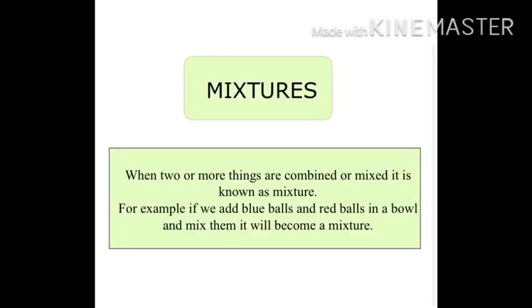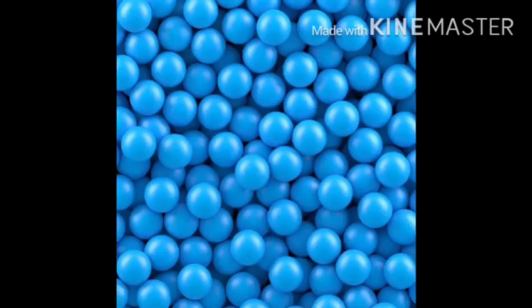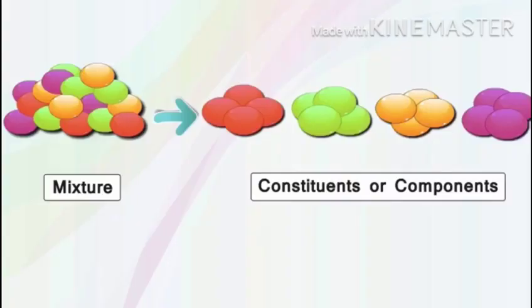Mixture. When two or more things are combined or mixed, it is known as a mixture. For example, if we take blue balls and mix them with the red balls, we will get a mixture of blue and red balls. The substances or materials that are used to make a mixture are known as constituents or components.